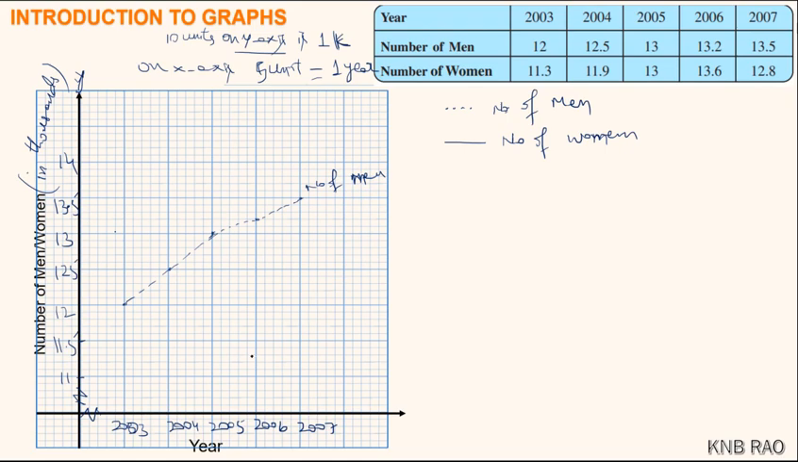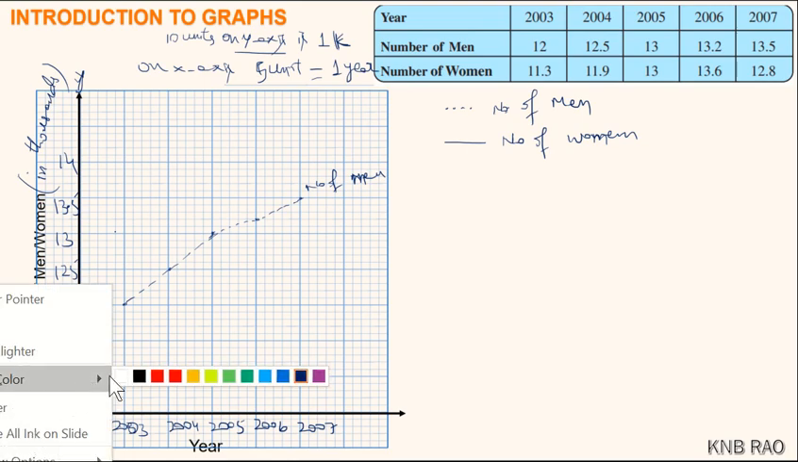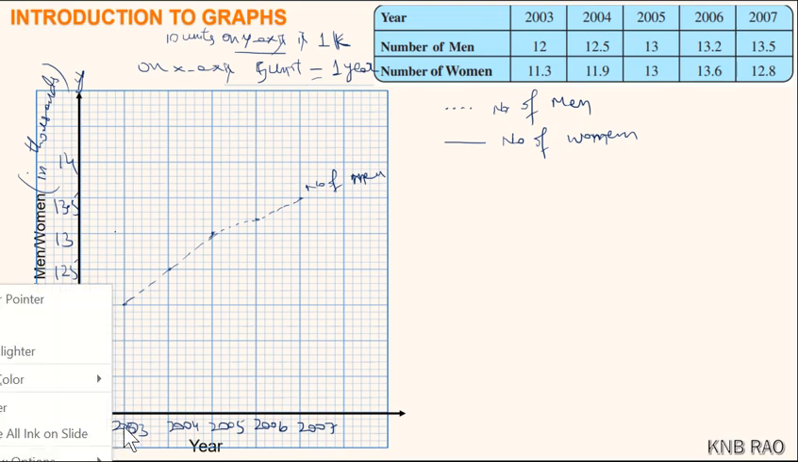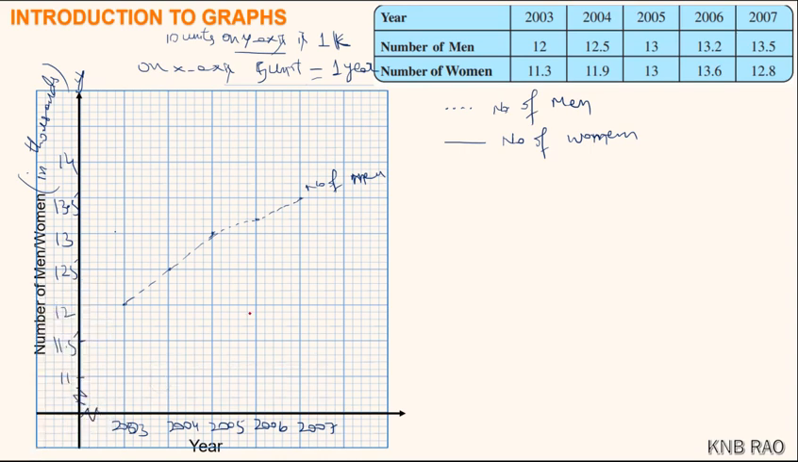Now I will go for constructing number of women by changing a color. I will consider now a different color. Maybe better I go for considering maroon. 11.3 in the year 2003. So 11.3 is this one.